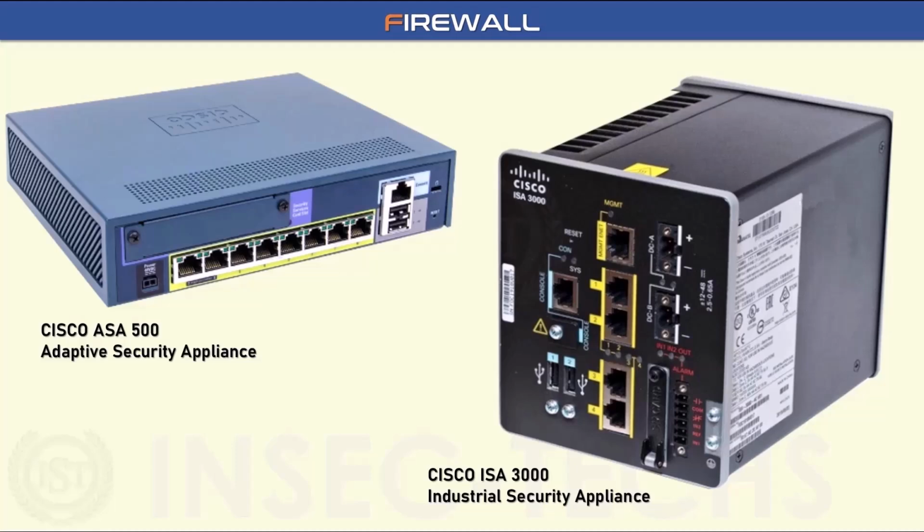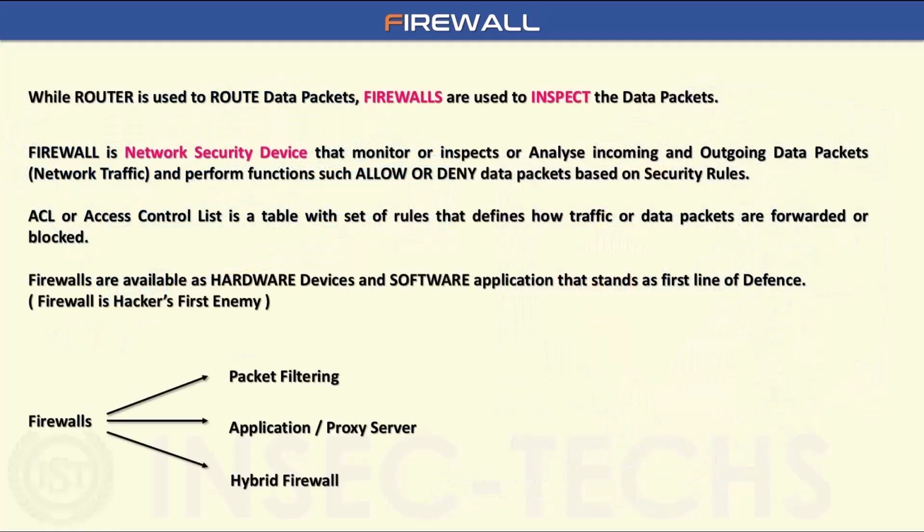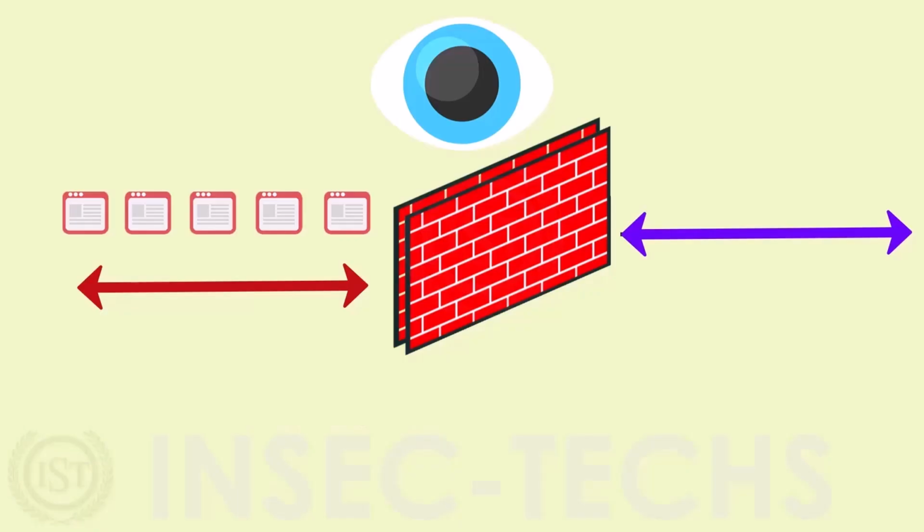But what the heck is a firewall? As you can see in the slide, a router is used to route data packets. A router simply forwards or routes the data packets in a different direction or to a different interface, while the function of a firewall is to inspect the data packets before forwarding them. So a firewall is a network security device. It's not just a network device, but a network security device that monitors, inspects and analyzes the data coming and going through the firewall and decides whether the data packet should be allowed to forward or denied, based on the security policies or security rules configured on the firewall.